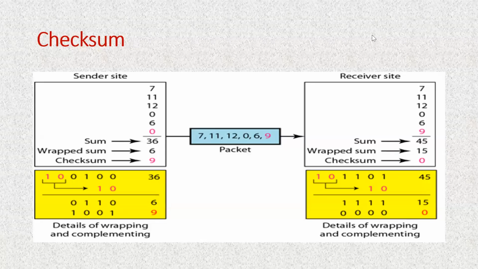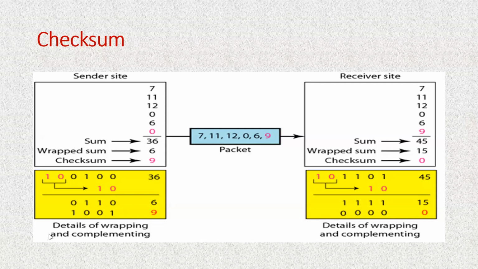Just for example, we take a simple example like this to understand the checksum technique for error detection. We never use this kind of data in practice. Let us assume these are the data that has to be transmitted. Suppose I want to transfer data like this: 7, 11, 12, 0, 6.